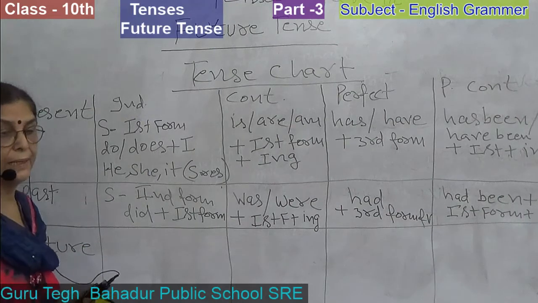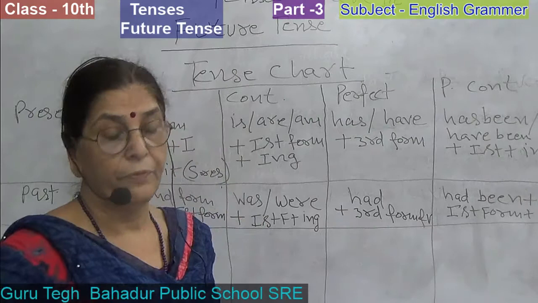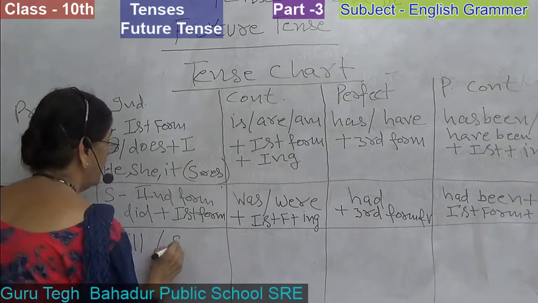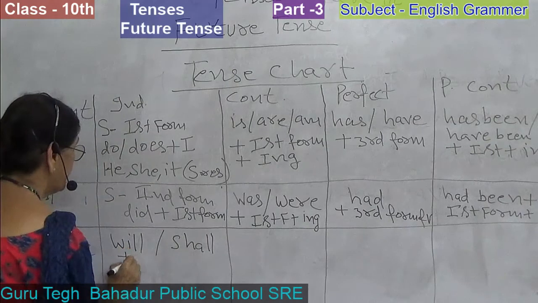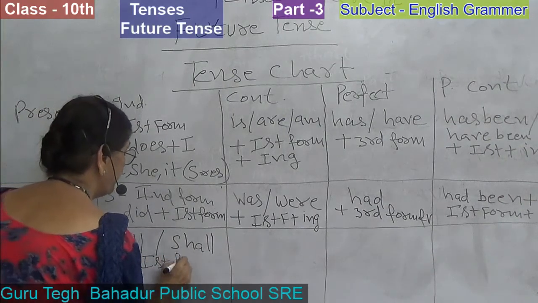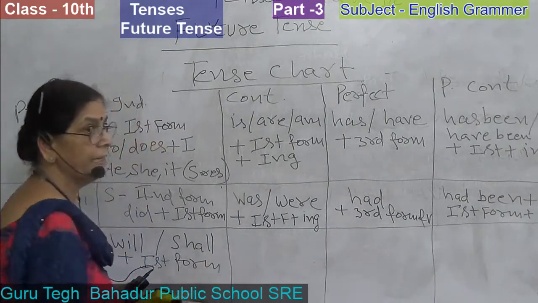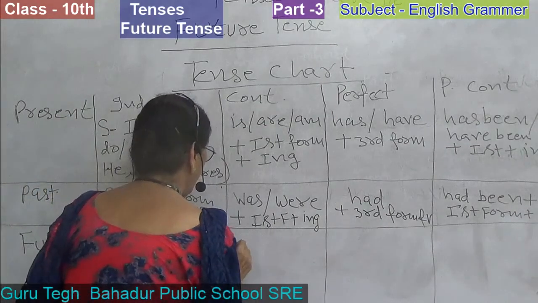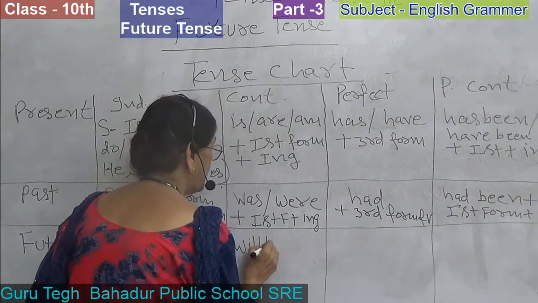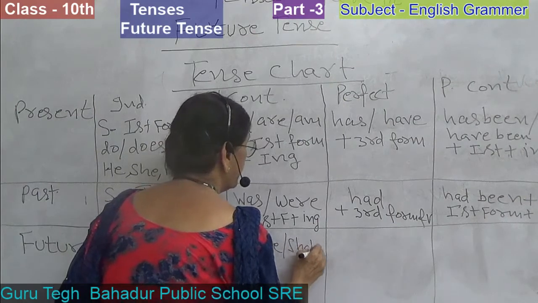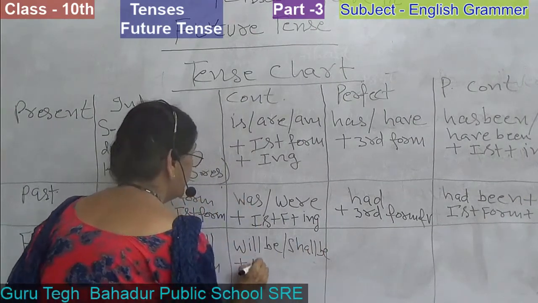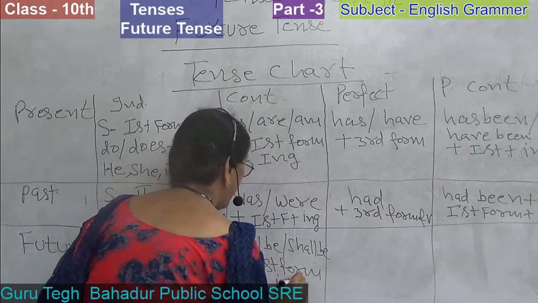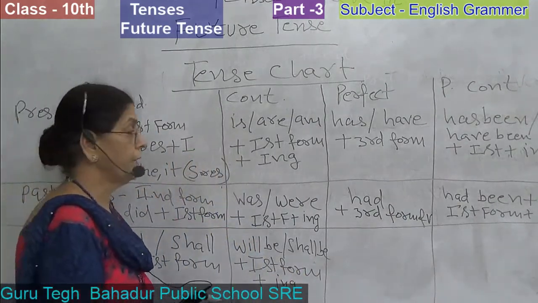In future tense, the time still has to come. In future indefinite, what will we use? We will use will or shall plus first form. Our example sentence becomes: I shall go. Then in future continuous, the helping verbs are will be, shall be plus first form plus ing. I shall be going.